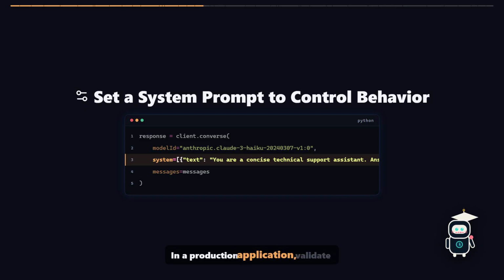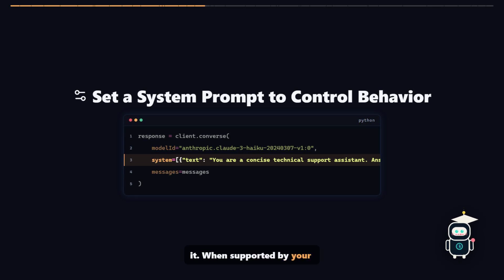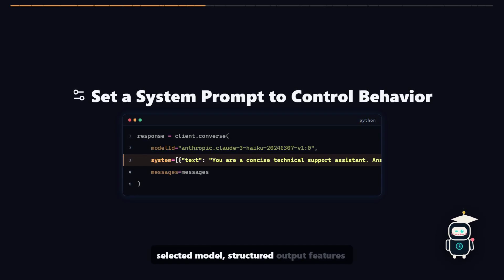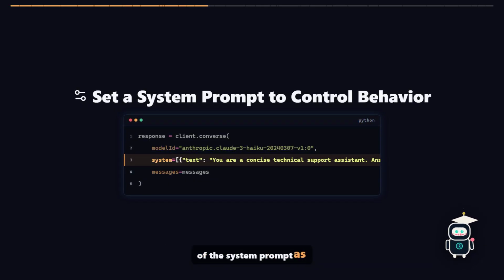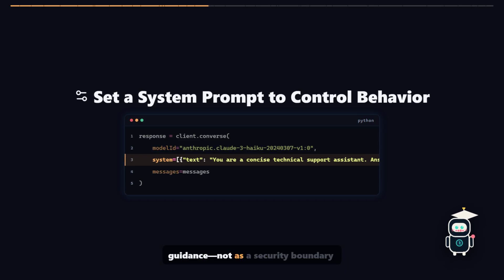In a production application, validate the model's output before using it. When supported by your selected model, structured output features can provide stronger control over the required response schema. Think of the system prompt as guidance, not as a security boundary or a guaranteed enforcement mechanism.